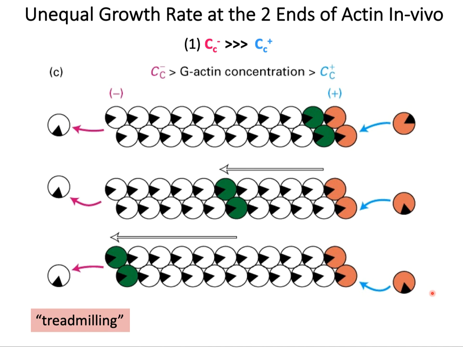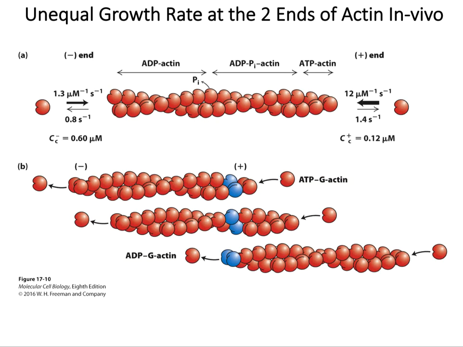So the first reason there is unequal growth at the ends in vivo is because of the differences in the critical concentration of the minus and the plus strand. So this is what it looks like with the numbers. The kinetic experiments have shown the rate of addition of the ATP G-actin is 12 micromolar per second at the plus end and 1.3 micromolar at the minus end.